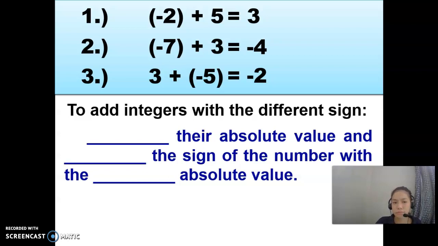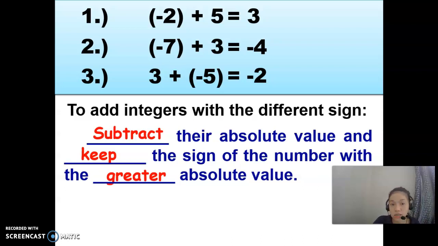Number 1, negative 2 plus 5, then it becomes 3. With the term that I used earlier, I just used the word remaining, meaning you subtract their absolute values. The absolute value of negative 2 is positive 2, so 5 minus 2 is 3. Then you keep the sign of the number with the greater absolute value. With the absolute values 2 and 5, 5 is greater, and the number with the absolute value of 5 is positive, so the answer is positive. For number 2, 7 is greater than 3, so the sign is negative.